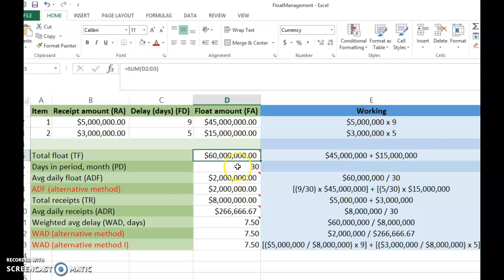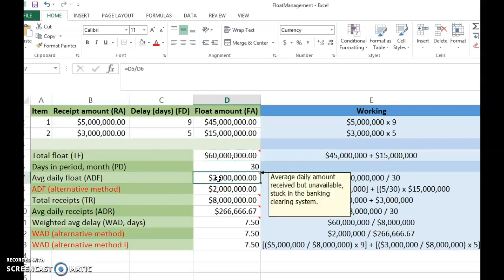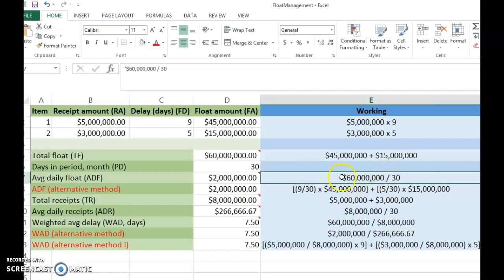Now if you take the number of days in the period, here the period is 1 month, therefore it will be 30. Therefore the average daily float will be the total float divided by this, so it is 2 million. 2 million means the average daily amount received but unavailable, because it is stuck in the banking clearing system. So this is how you compute that: 60 million divided by 30.